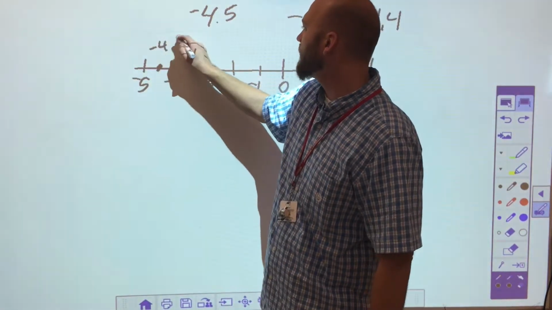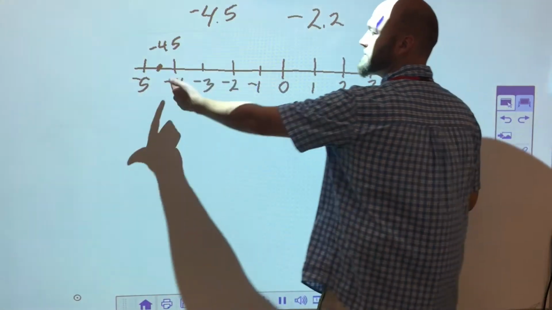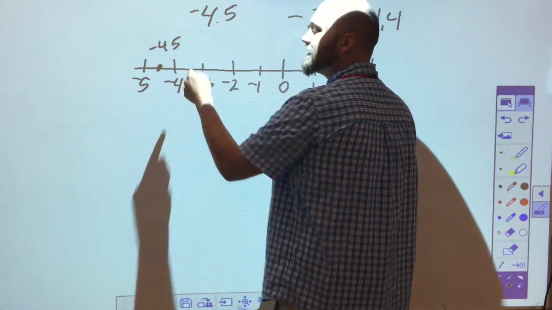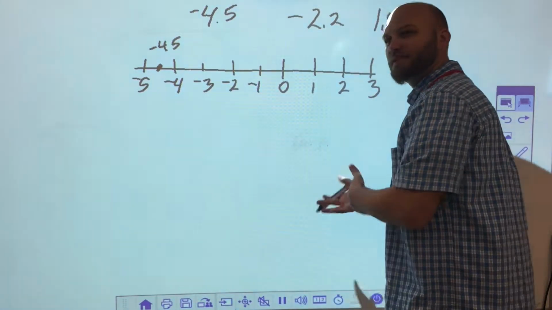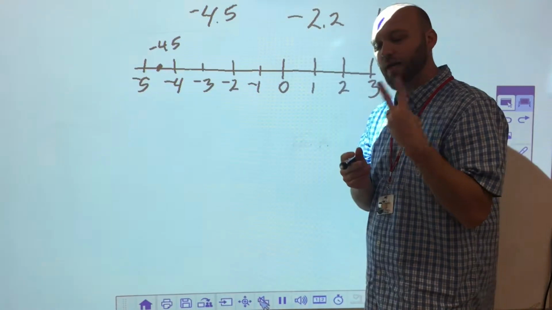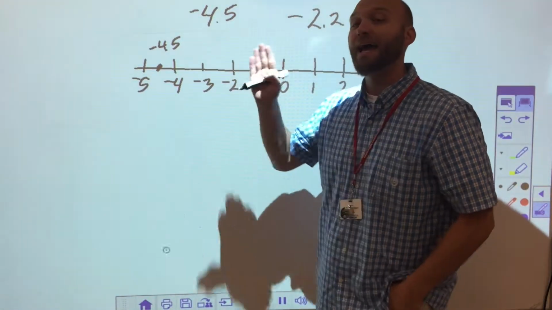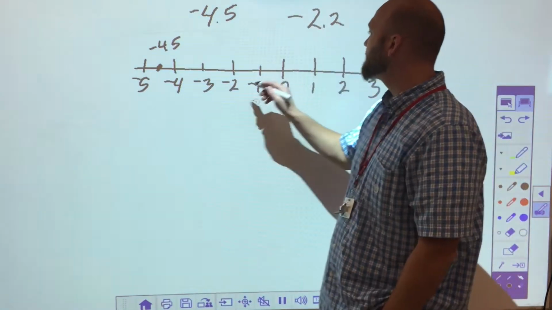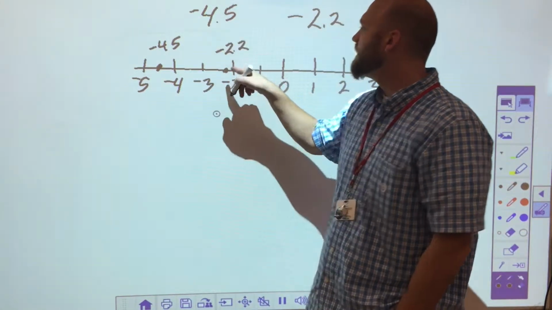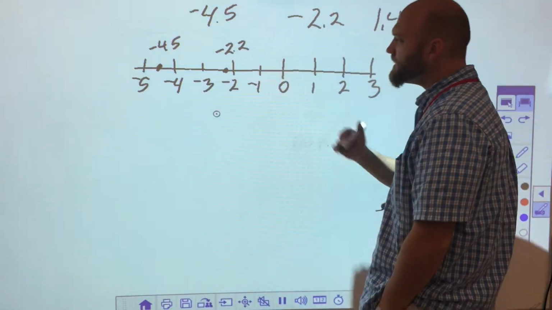This is -4.5. A lot of times the big mistake that people make is they'll go, okay, there's -4, and they know that 0.5 is a half past it. So they'll put it here. But what you're actually putting it at is -3.5. So again, asking yourself, what two integers would -2.2 be between? It'd be between -2 and -3. So -2.2, again, I'm just ballparking where that would need to be about 1/5 of the way towards -3, closer to -2.